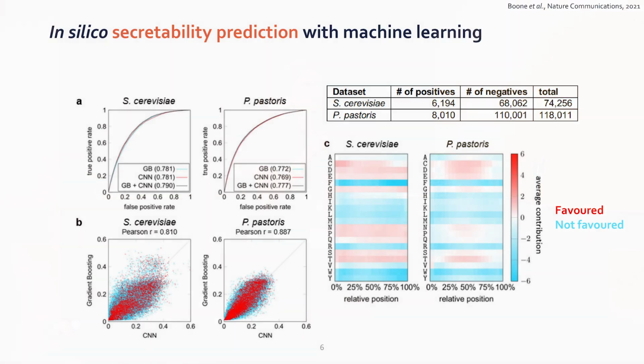Okay. And once we had our library, we did our Sacrify technique, and we got our first secretability data out of this. So we screened a lot of fragments. In total, we had about 100,000 fragments that we screened for Pichia pastoris, of which about 8,000 turned out to be secretable, and 110,000 turned out to be not secretable.